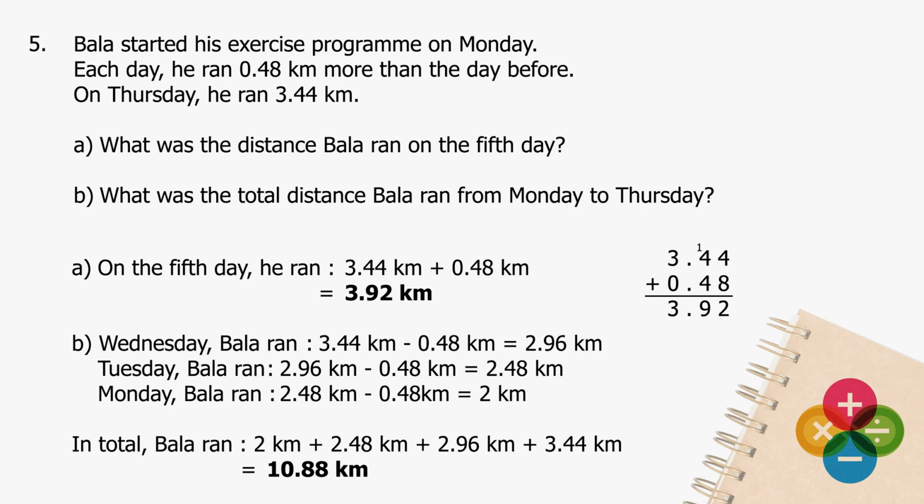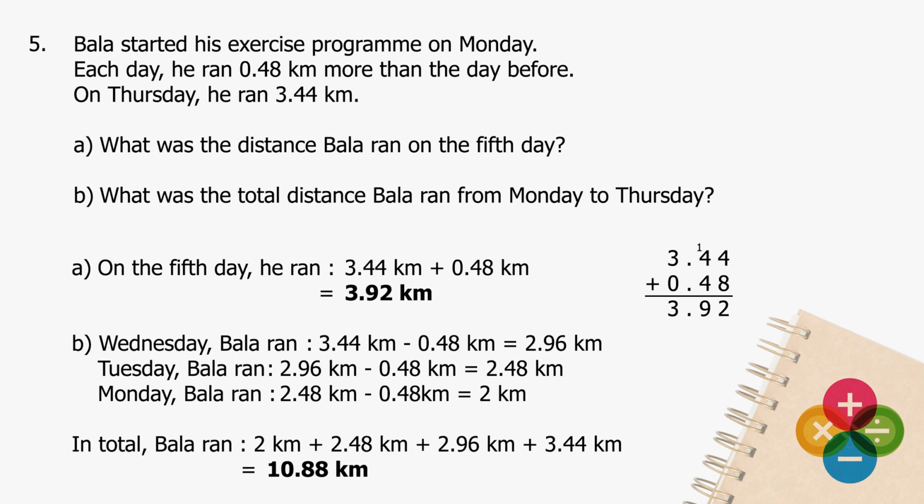In order to find the total distance Bala ran from Monday to Thursday, we will need to find how far he ran on each day, from Monday to Wednesday. Knowing that he ran 3.44 km on Thursday and he ran 0.48 km more than the previous day, we shall subtract 0.48 km from the current day in order to find the previous day.